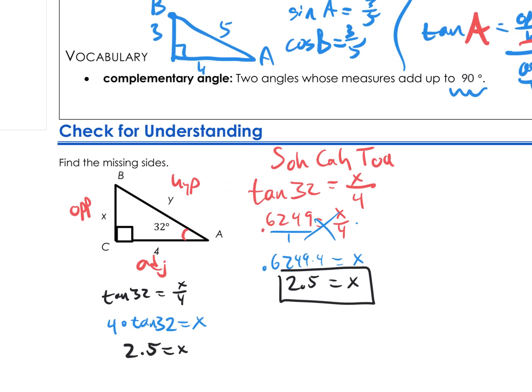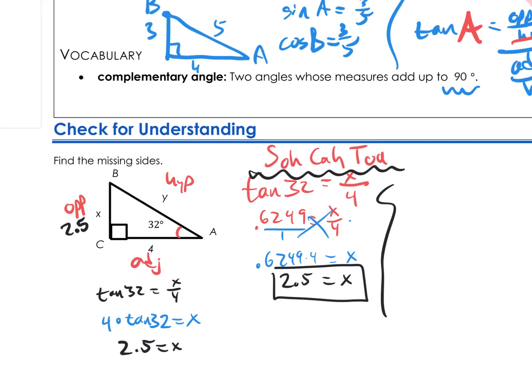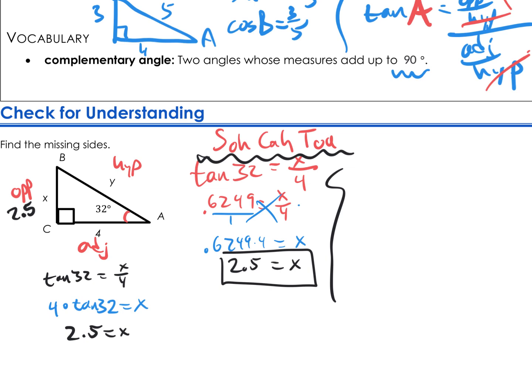Great. Well, what about y? Now this gets a little more challenging. We want y, and y is the hypotenuse. We do know the other numbers, but I would recommend avoiding reusing numbers if we can avoid it. So let's use the 4, which is the adjacent, and the hypotenuse, which is y. Which one uses adjacent and hypotenuse? That is cosine. Cosine is the adjacent over the hypotenuse. So we have cosine of 32 equals the adjacent, which is 4, over the hypotenuse, which is y.